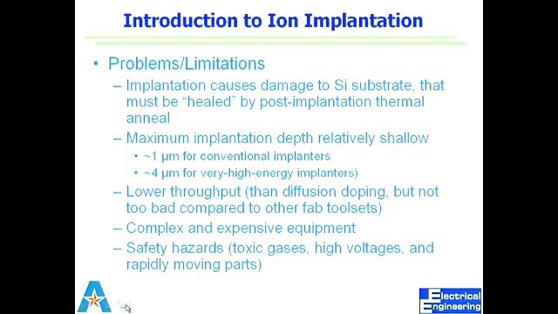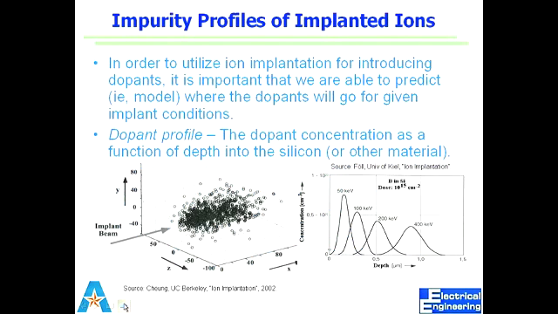Safety hazard: gases are toxic, voltages are high, and parts move rapidly. There's a picture given in the book on the different parts of the implanter. We'll also see some on that. So this is the three-dimensional distribution.